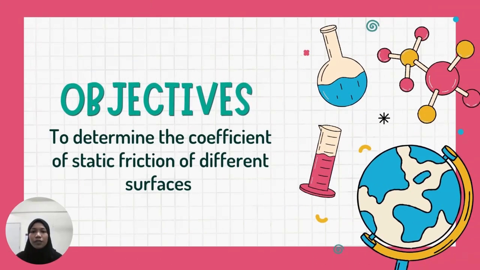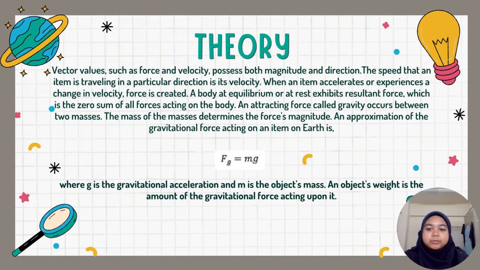The objective of this experiment is to determine the coefficient of static friction of different surfaces. The theory of this experiment is that vector values such as force and velocity possess both magnitude and direction. The speed that an item is traveling in a particular direction is its velocity. When an item accelerates or experiences a change in velocity, force is created.